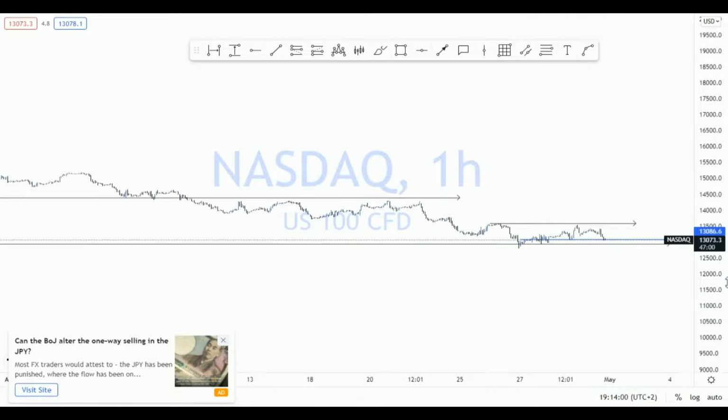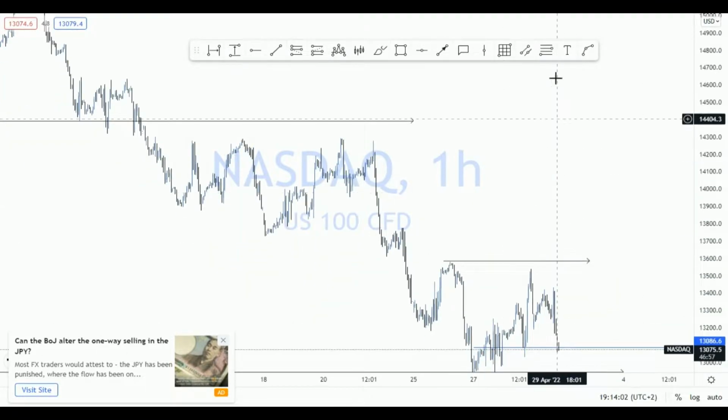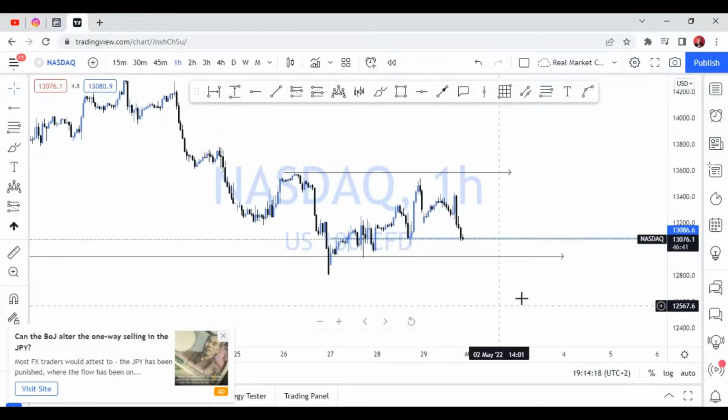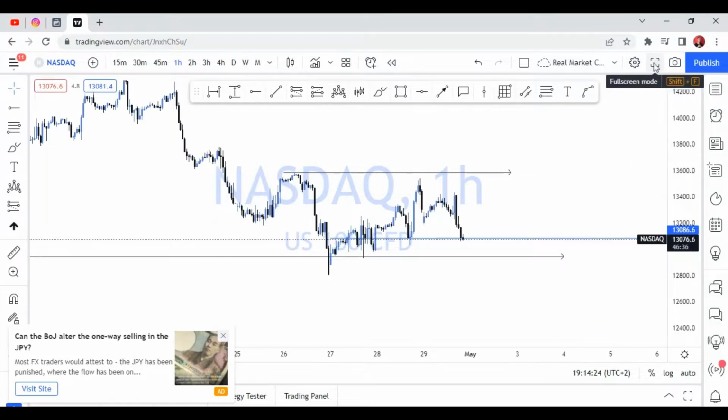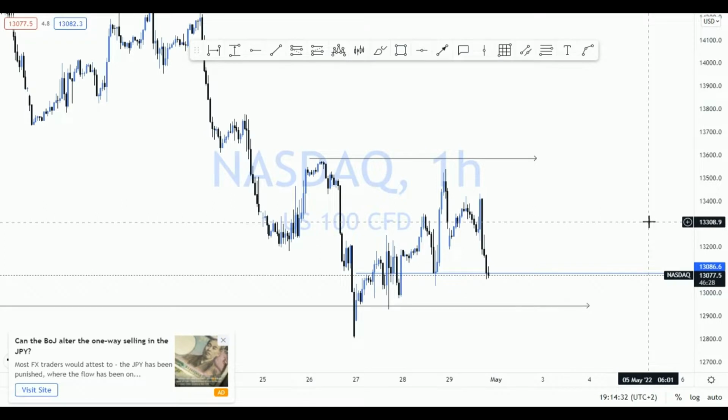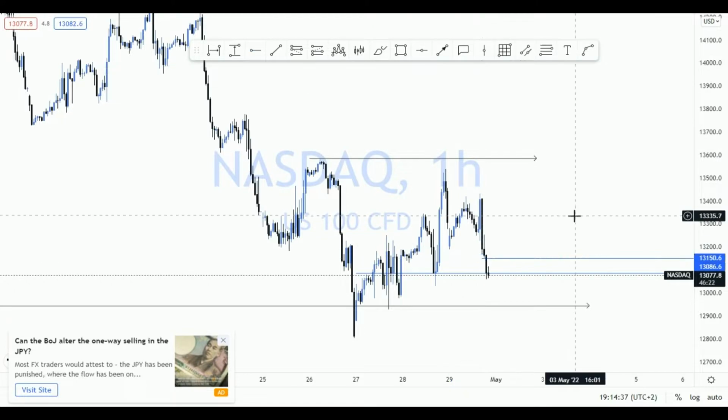Entry wise, I'm not going to detail how I enter the market as yet. Probably do that at some other point. But yeah, we'll see, man. So yeah, guys, that's how I essentially approach the market. I know I haven't said much, but I'm just trying to keep things a bit low key now.